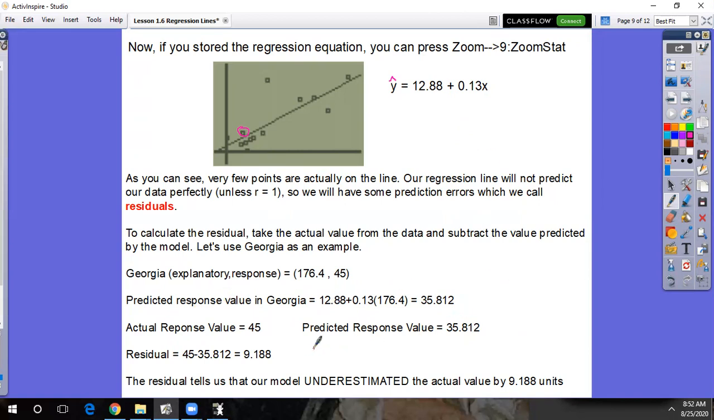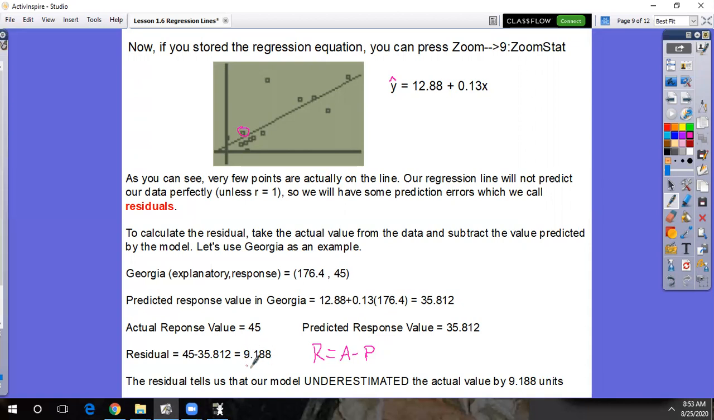A girl in statistics last year came up with this. R equals A minus P. For calculating residuals, remember RAP. Residual equals actual minus predicted. So what I get is a residual of 9.188.